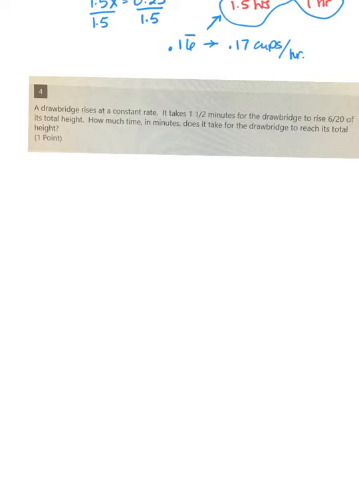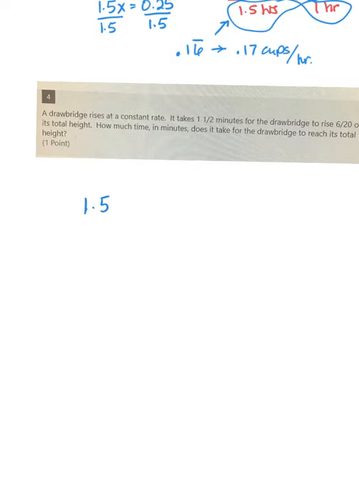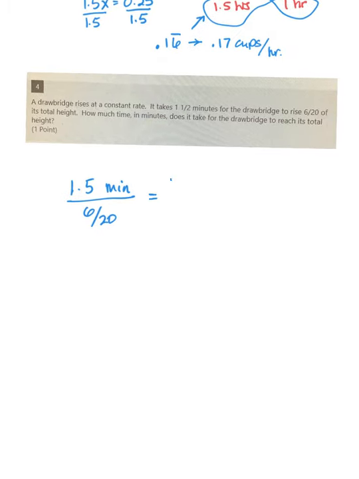So for the next one, and personally I thought this was the most challenging of them all. It takes 1.5 minutes for the drawbridge to rise 6/20ths of its total height. How much time in minutes does it take for the drawbridge to reach its total height? So in this case, the total height, that's your denominator. So we're going to make a proportion. It takes 1.5 minutes to reach 6/20ths of the total height. What we want to know is how many minutes will it take for it to reach 20/20ths.